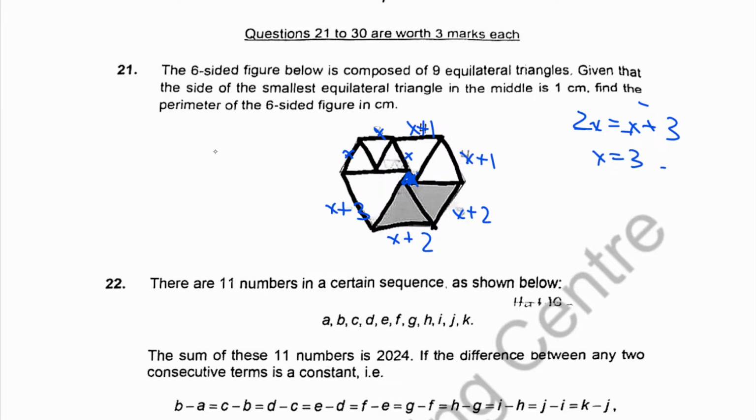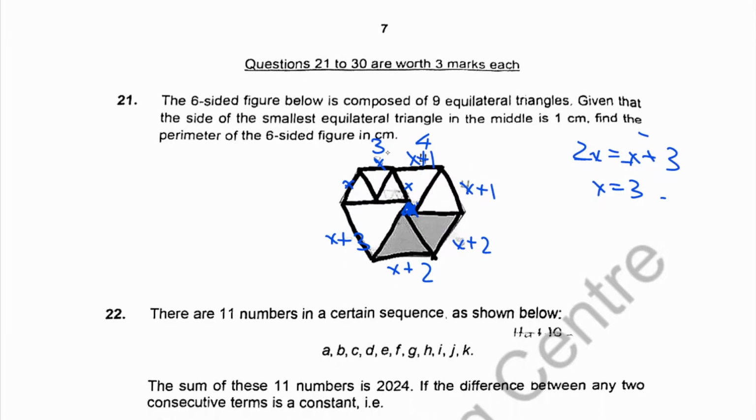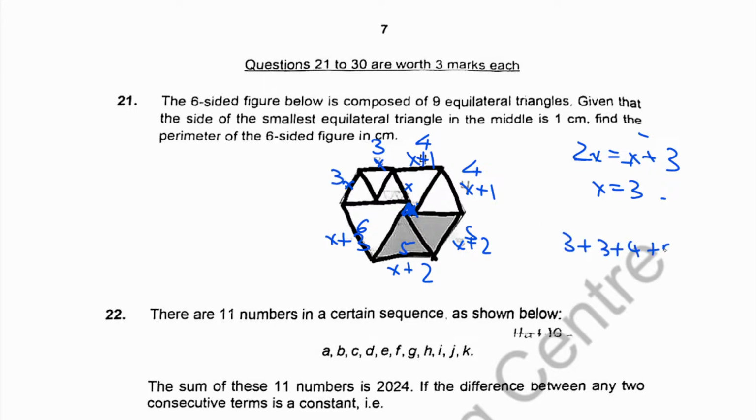Okay, so in the end, we'll have 3, 4, 4, 5, 5, 6, and then 3. So the perimeter will be 3 plus 3 plus 4 plus 4 plus 5 plus 5 plus 6, which is equal to 30. So that's question 21.